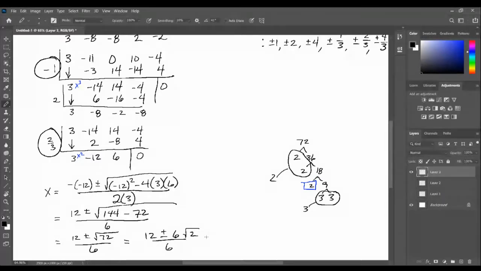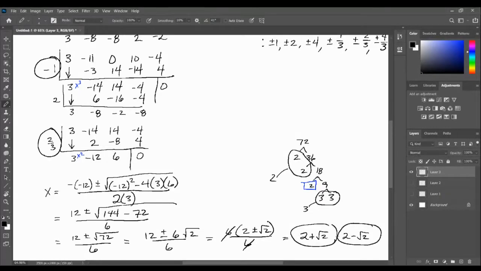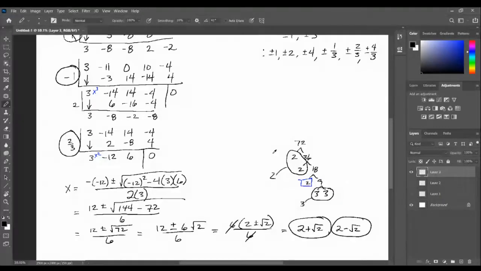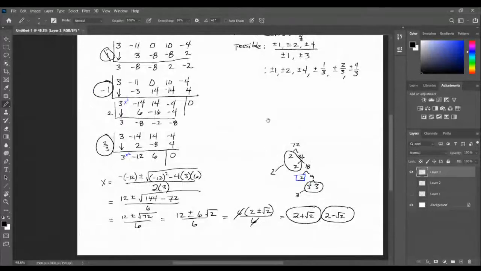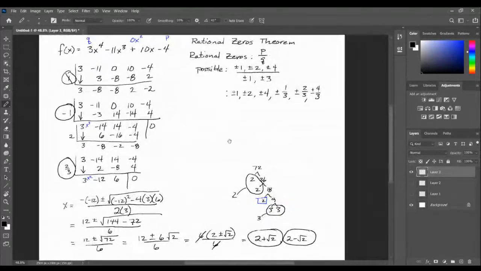All over 6. I can factor a 6 out of the numerator. 2 plus or minus root 2 over 6. Those 6's will cancel. And so I get 2 plus root 2 and 2 minus root 2 as the other zeros. So those are the 4 zeros to that polynomial. And let me zoom out a little so we can see the whole thing here.